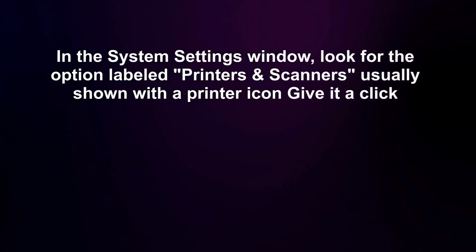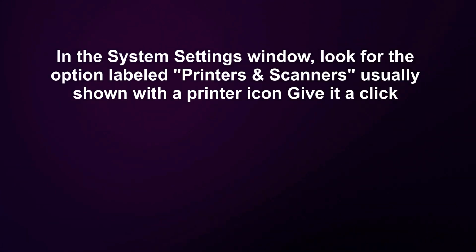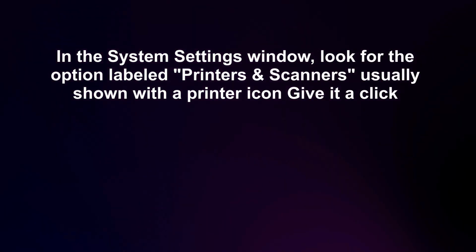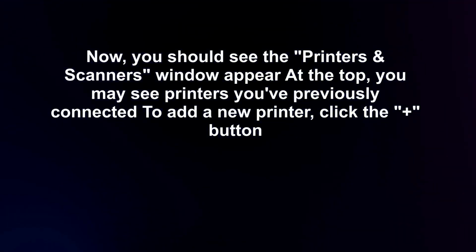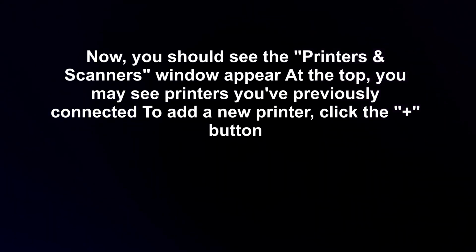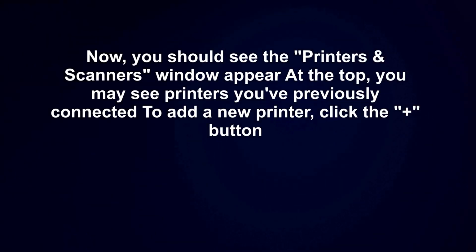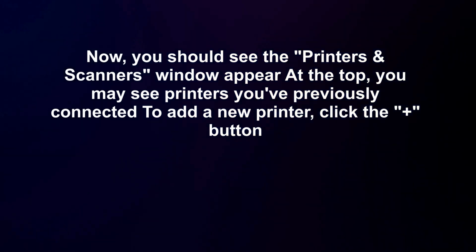In the System Settings window, look for the option labeled Printers and Scanners, usually shown with the printer icon. Give it a click. Now, you should see the Printers and Scanners window appear at the top. You may see printers you've previously connected. To add a new printer, click the plus button.